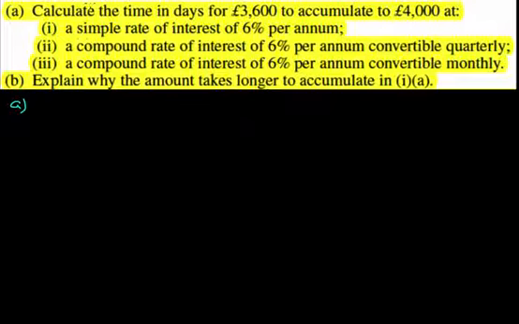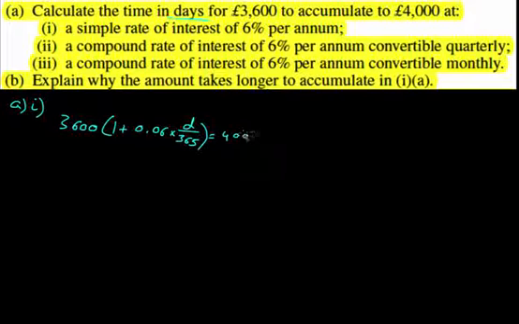So let's start at A. Calculate the time in days for £3,600 to accumulate to £4,000. Part i, we're going to use a simple interest rate of 6% per annum. So what do we have? We have 3,600, times our annual interest rate, times some amount of days, D, over 365, and that's going to equal 4,000.